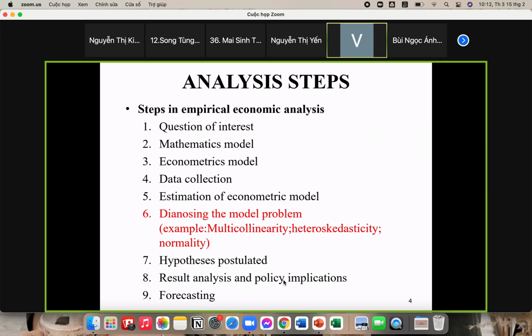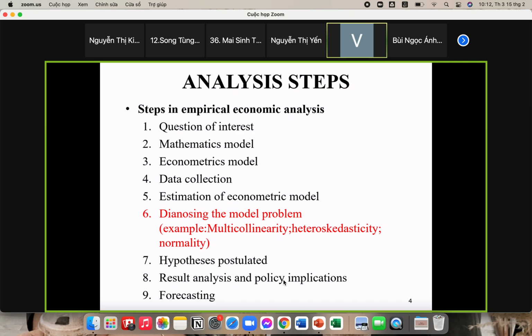So this slide provides the steps we need to carry out when we want to apply an econometrics model in analysis. This slide is very important, so you should highlight it. If anybody here already printed out the lecture, you should highlight this slide because we have to come back to this slide many times.